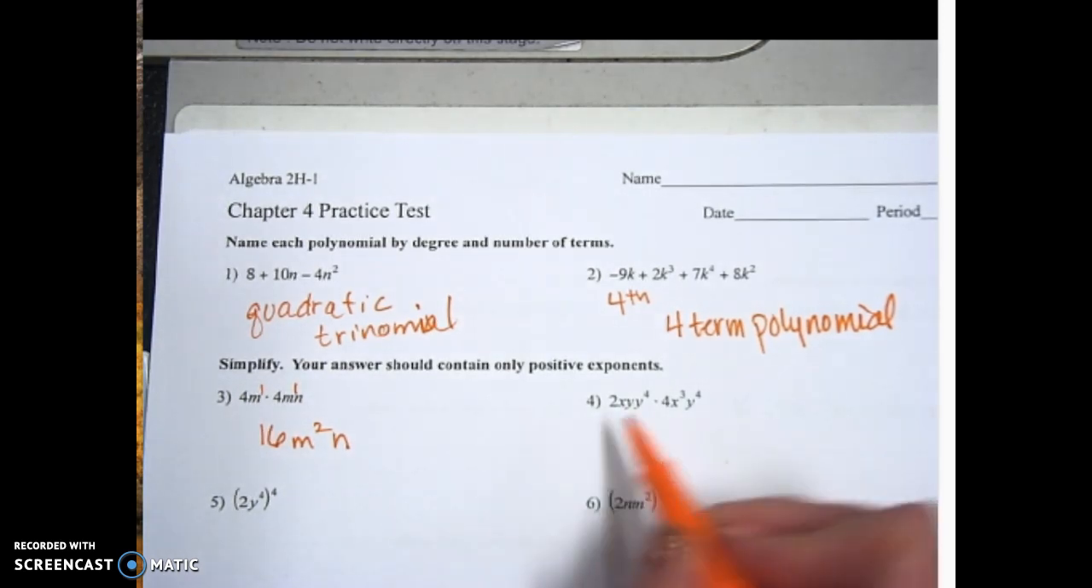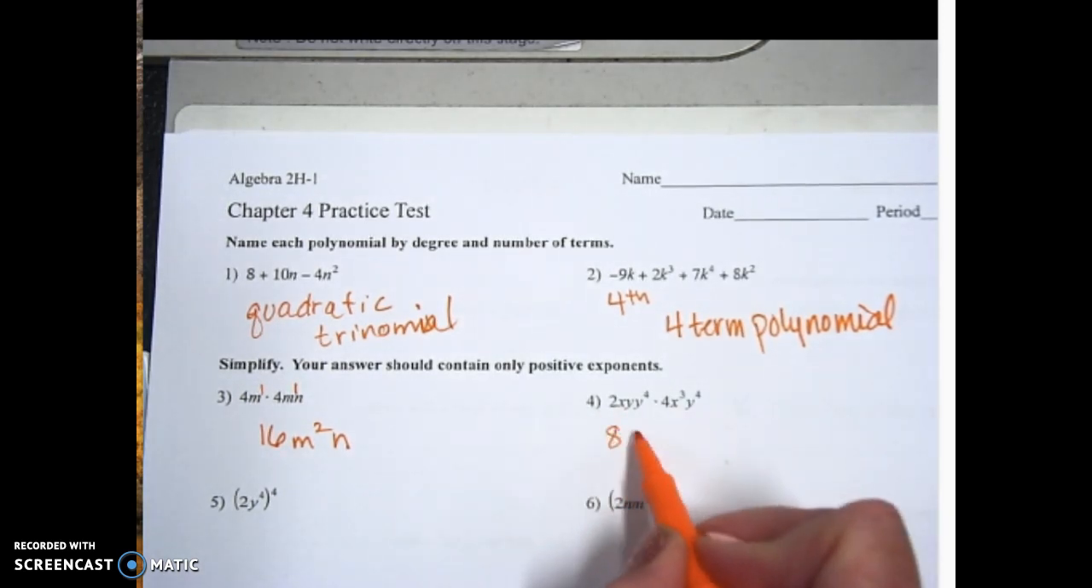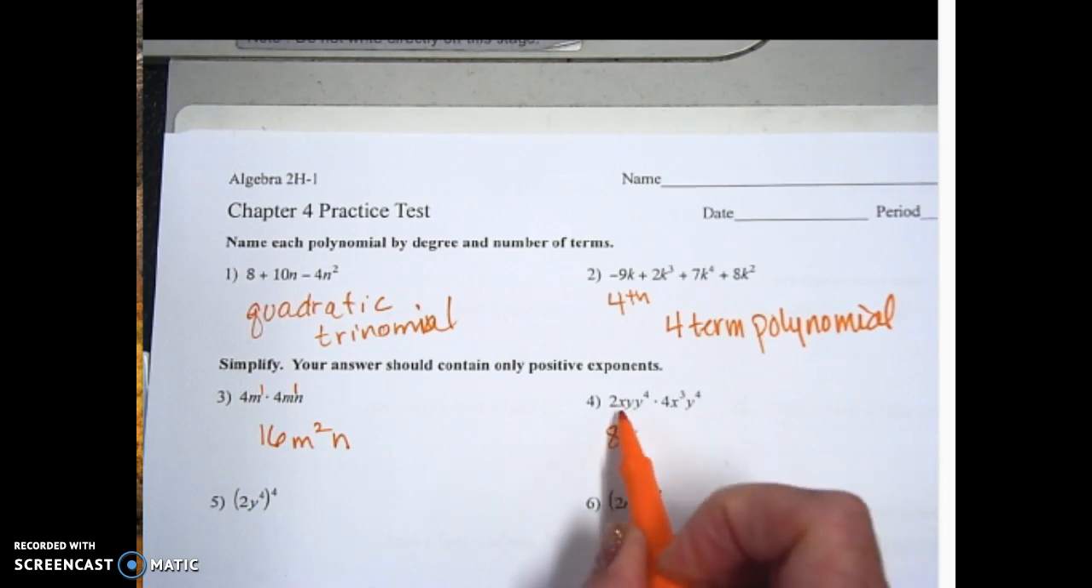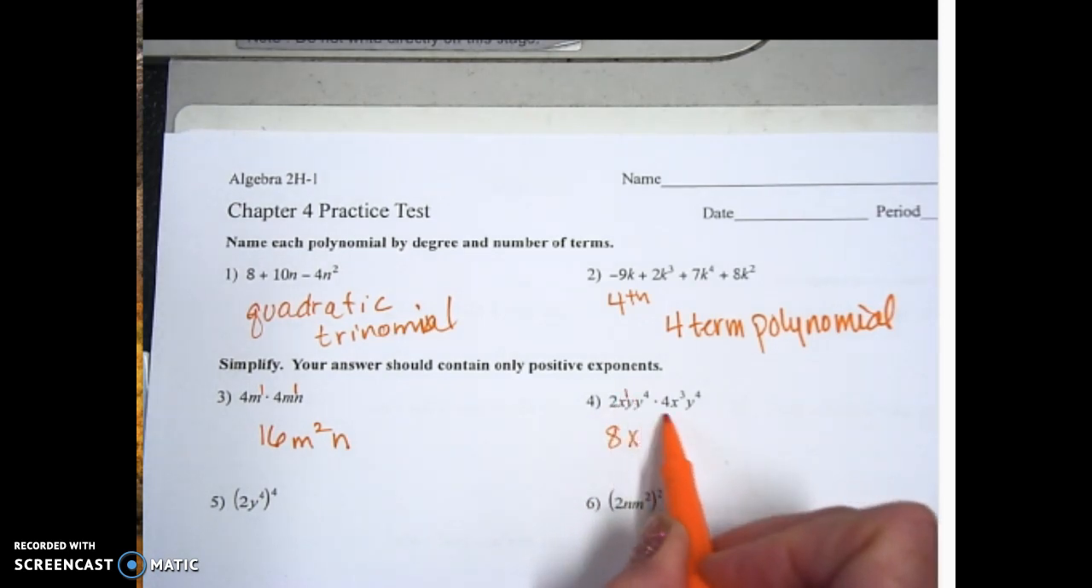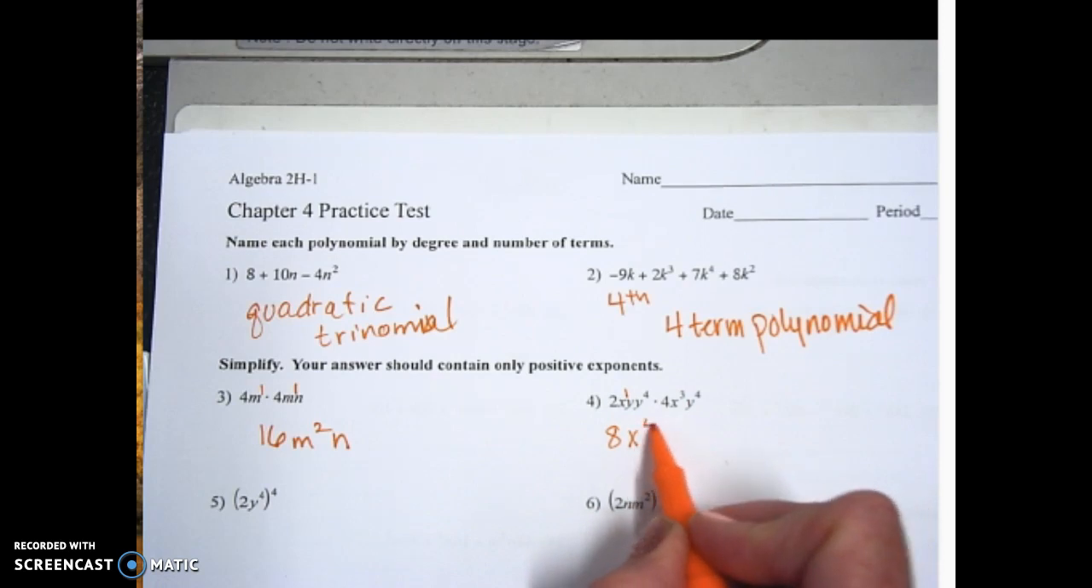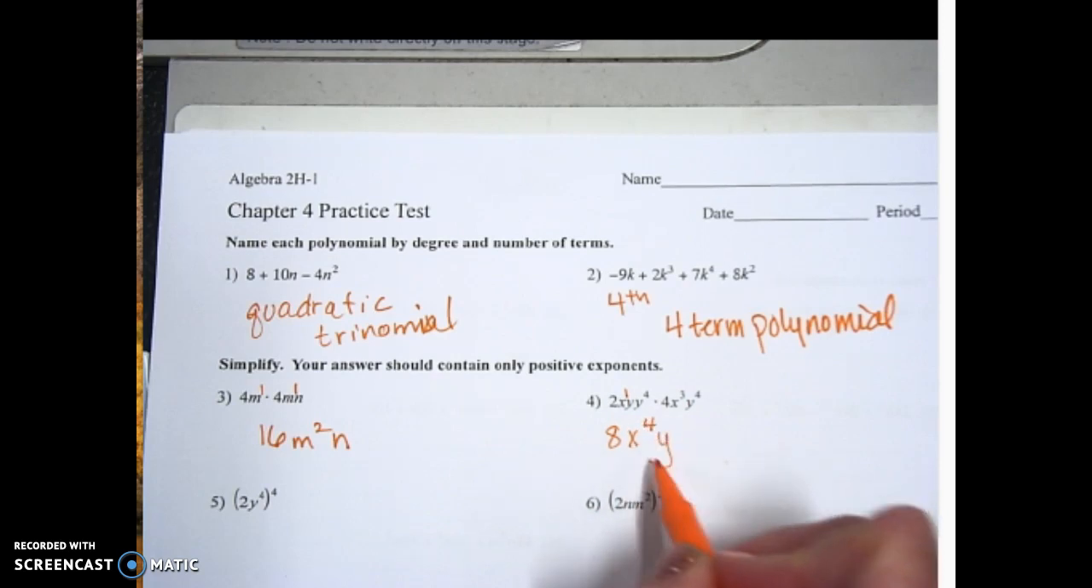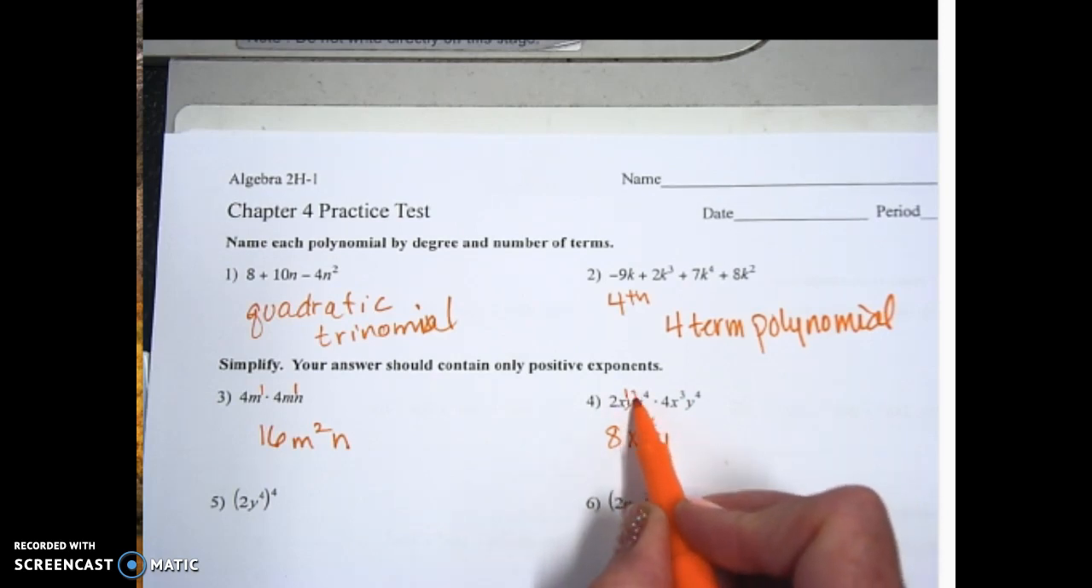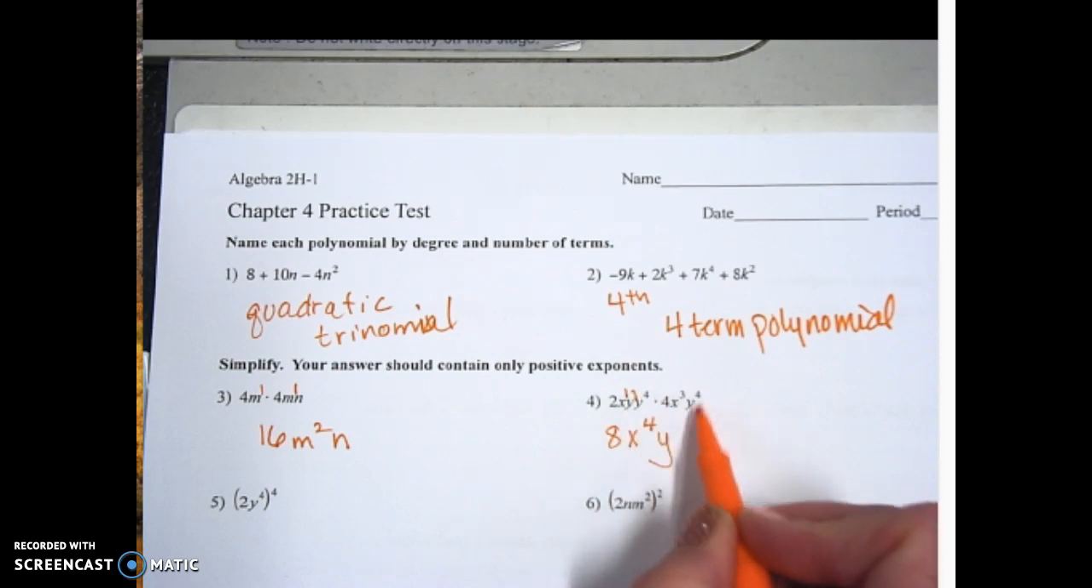Number 4, multiply the 2 and the 4 to get 8. Collect all our x's. We have an x to the first and an x to the third, so x to the fourth. We have a base of y. We have a y to the first, fourth, and fourth, so what is that, 9?